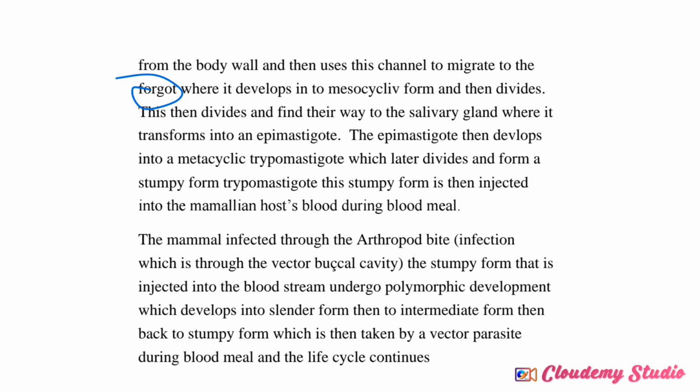In this foregut, it develops into a mesocyclic form. Remember, I told you there are procyclic forms first, and from procyclic to mesocyclic. So the mesocyclic form then divides and finds its way to the salivary gland, where it transforms from the mesocyclic form to epimastigote. Remember what I told you about epimastigote. How does epimastigote look like?